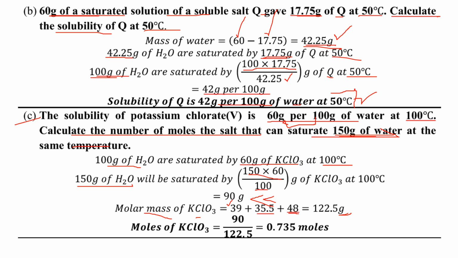Adding everything in the calculator, you're going to end up with a total molar mass of 122.5 grams. Now we are saying that moles of potassium chlorate are going to be equal to given mass divided by the molar mass. And your answer in the calculator is going to be 0.735 moles. And these are the moles of the salt that can saturate 150 grams of water at the same temperature.